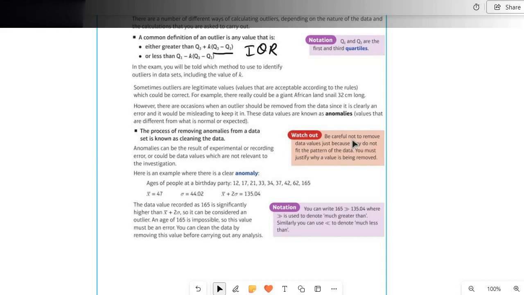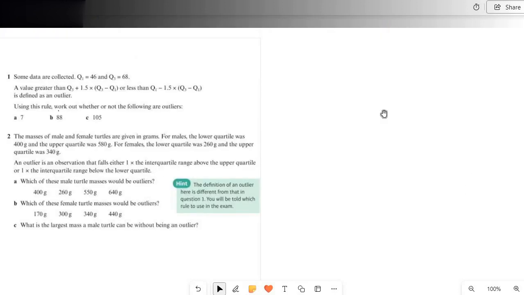You should be careful not to remove any data values just because they do not fit the pattern of the data. You must justify why a value is being removed. You can write 165 is much greater than 135.04, where this notation is used to denote much greater than. Similarly, you can use this notation to denote much less than. So let us do some mathematics regarding this to have a better understanding of what outliers are.